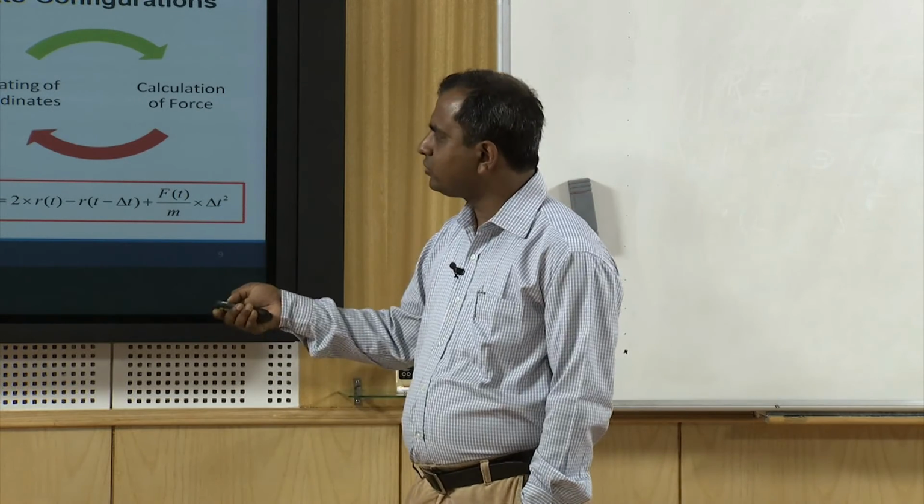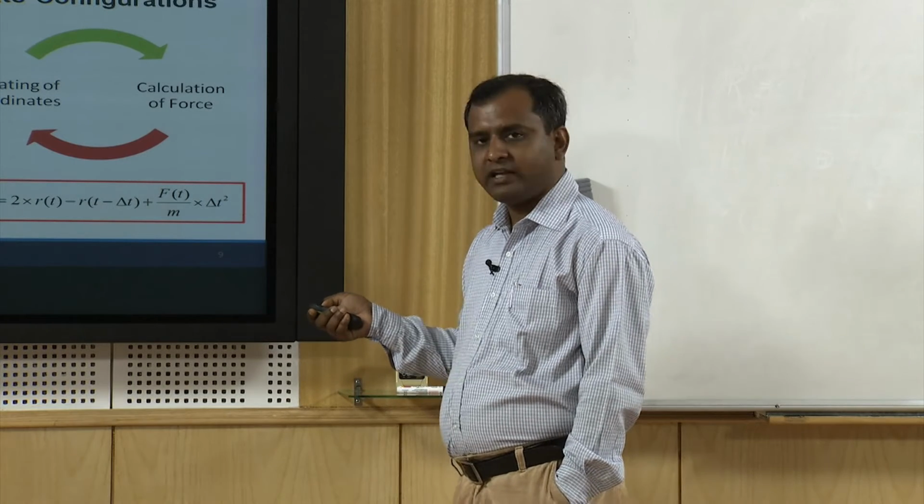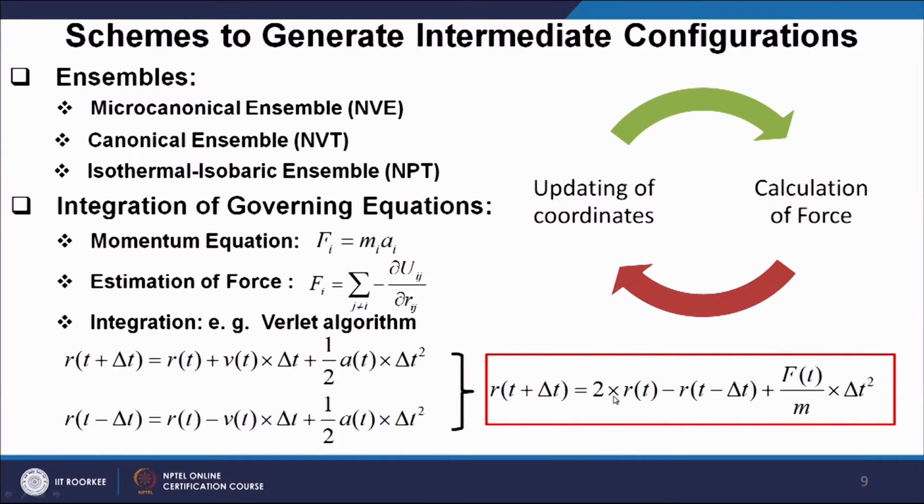Now, if you add these two, then you will get R of t plus delta t equals 2 into Rt minus R of t minus delta t plus Ft by m into delta t square. Here intentionally we have eliminated Vt, because Vt is nowhere calculated; we are always finding out Ft. So, At has been replaced by Ft by m, okay. So, once we know the F, then using this and the previous knowledge of the positions of the molecule, we can find out the next position of the molecule.